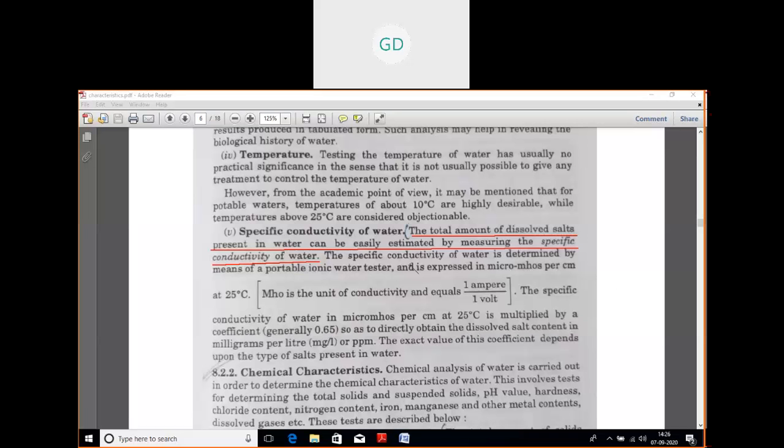The specific conductivity is determined by means of a portable ionic water tester. There is one device named the portable ionic water tester, and the unit is expressed in micromoles per centimeter, at 25 degrees temperature. And what is micromoles?